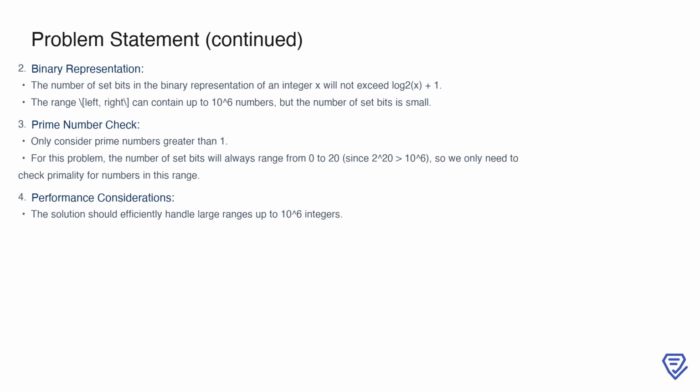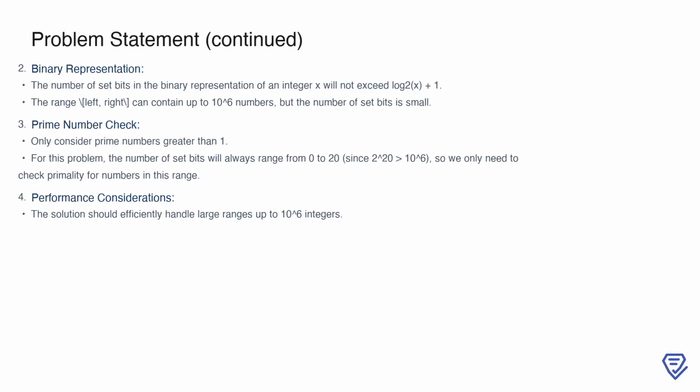To solve this problem efficiently, there are some important considerations to keep in mind. First, the range boundaries are large, as left and right can go up to 10 to the power of 6. However, the number of set bits in the binary representation of any number in this range will not exceed log base 2 of x, plus 1. This means that the maximum number of set bits we need to check for primality is 20, since 2 to the power of 20 is greater than 10 to the power of 6.